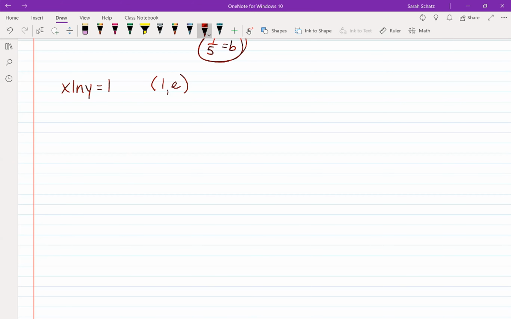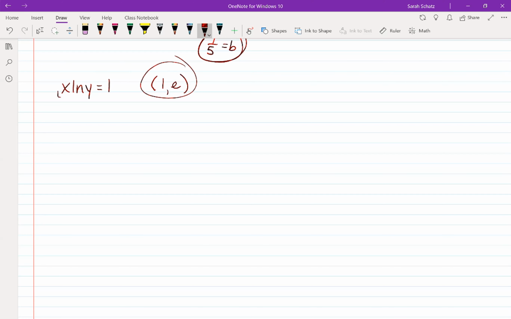Remember, e is just a number. So it makes sense. It's just we don't usually put in e for our y or our x. But I promise you, as we work this problem, you're going to see that this point is making it easier for us to do this problem. So let's get started.